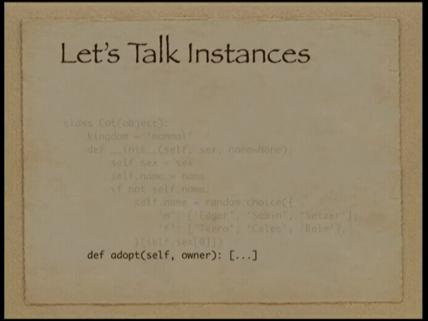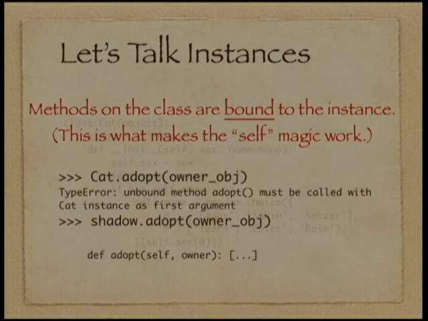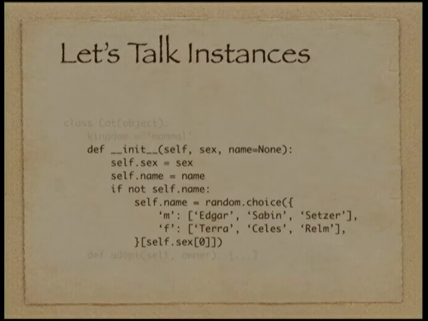Any methods that are assigned to the class are what's called bound to the instance. This is the magic. There's some other talks on this, but this is the magic that makes the self keyword first argument do what it does. So if I were to call cat.adopt and send one thing, it would give me a type error saying that the first argument isn't actually a cat. But if I call shadow.adopt, it works just fine.